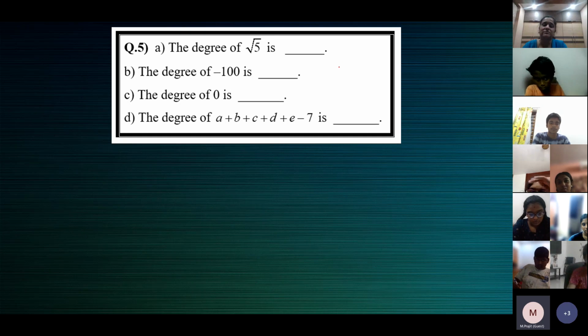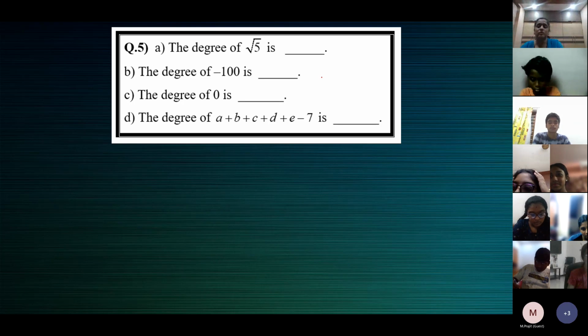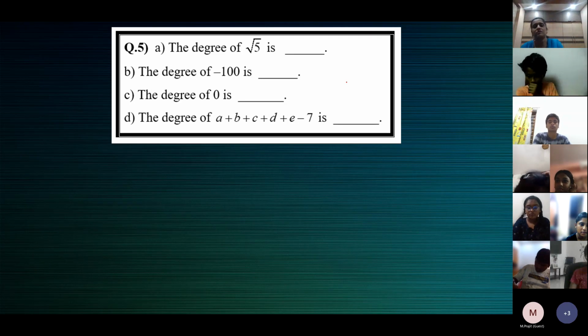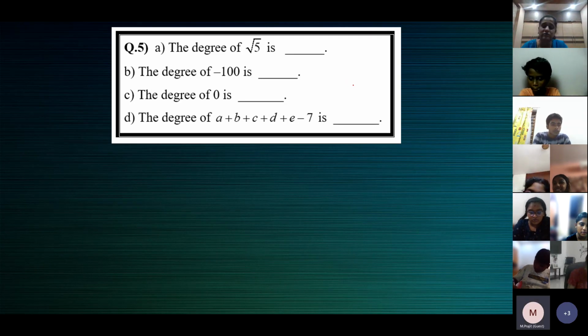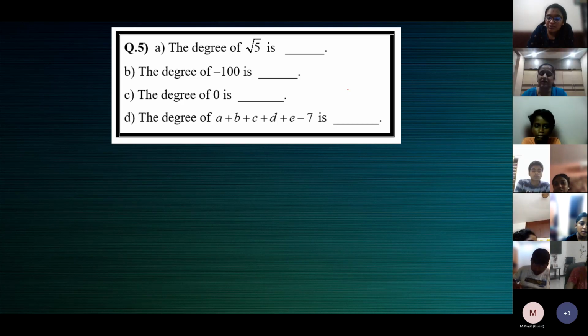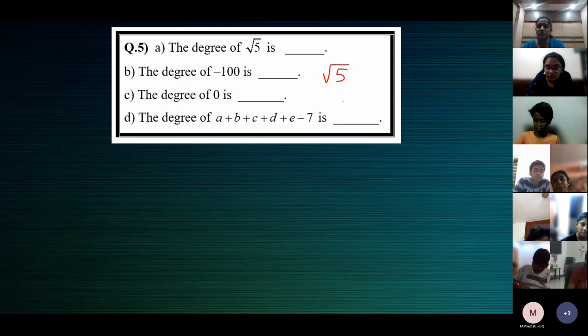1 by 2, ma'am. Who decides the degree? The power of the highest power variable, right? Okay. Now is root 5 a variable or a constant? Constant, ma'am. So what kind of a polynomial is root 5? Constant polynomial. Root 5 is a constant polynomial.